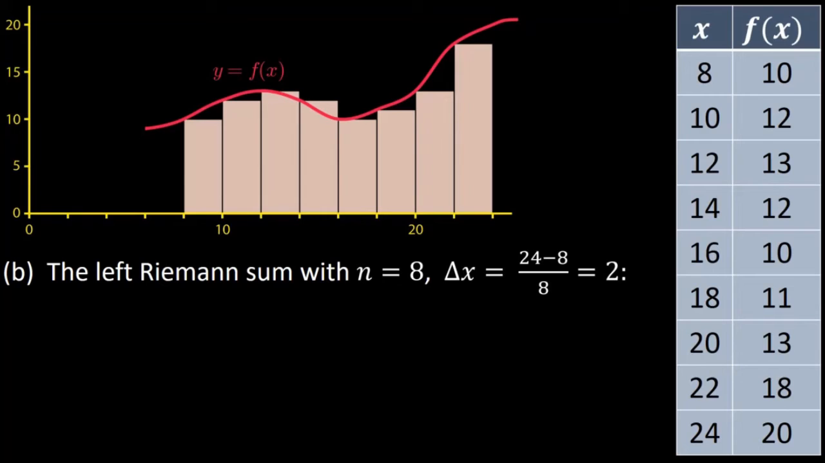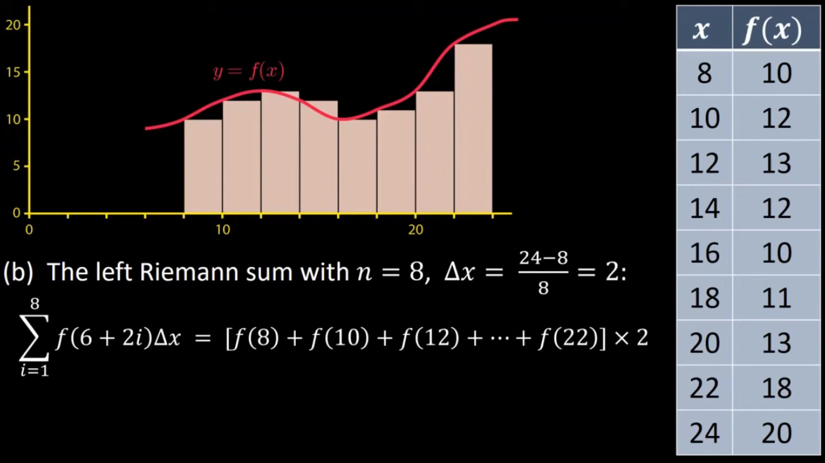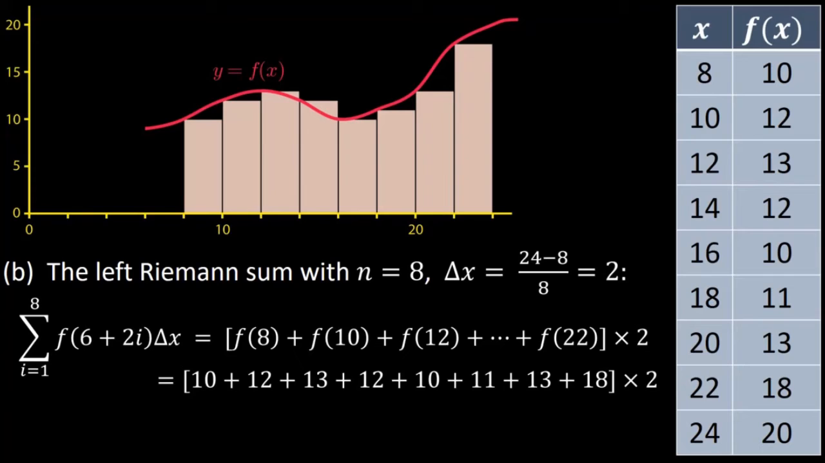Part B, the left Riemann sum is almost identical, but the heights of the rectangles are the values of the function at the left endpoints of the subintervals. This time I add all the function values from the table except the last one. Once again, I'm adding 8 values of the function times the common factor, which is delta x, which is 2. I got this expression for the summation notation simply by replacing i by i minus 1 from part A. Here I've entered the actual function values and worked it out using my calculator. The left Riemann sum comes out to 198.